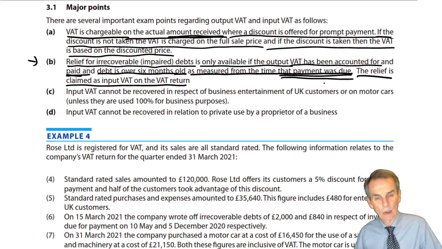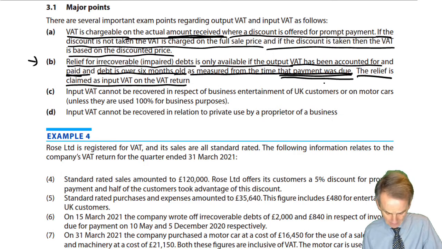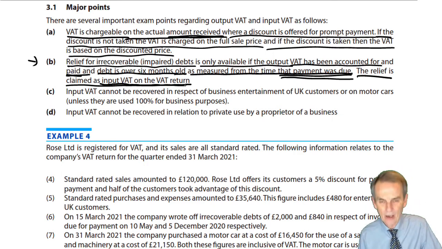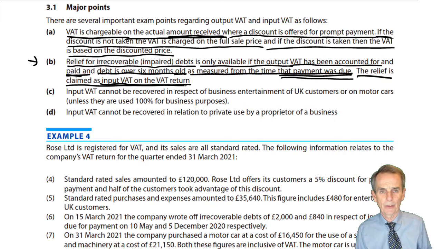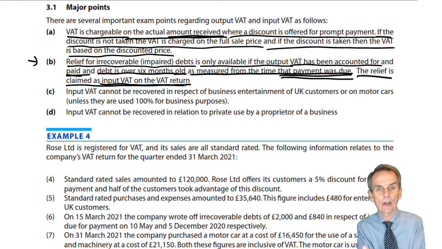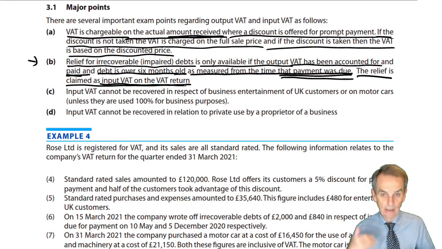How do we get it back? It was shown as output VAT when the original sale was made, so we now claim it back as input VAT on this period's VAT return. So in an exam question, what you get is that we've written off, as you'll see in example 4, say, 2 amounts of debt there. You're told when the payment was due to be received, and you then know your VAT return period ends on this date. Well, look at the date that the payment was due to be received, add 6 months. Is that before the end of this VAT return period? If it is, then fine, it can go through as input VAT on this VAT return.